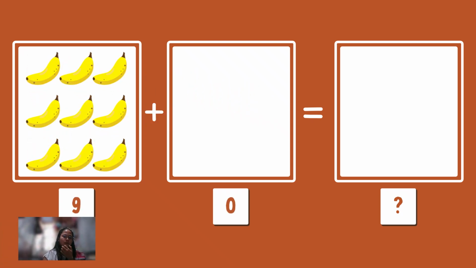The number, how many bananas are there? That is 9. So remember, 0 means nothing. So all you have to do is to copy. So the answer now, that is 9. Very good. So let's proceed.